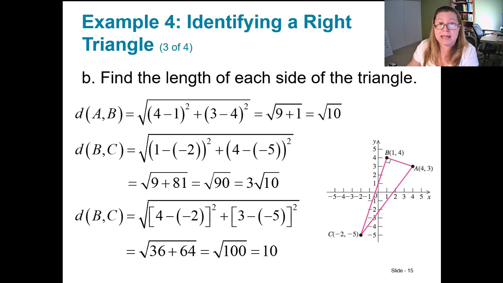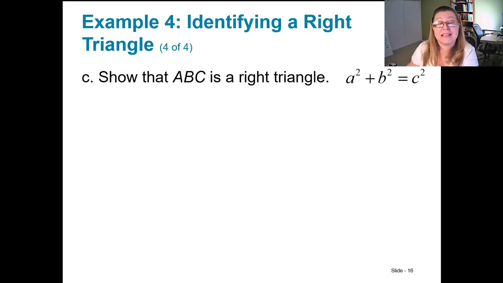I'm going to take my side A and square it. I'm going to take my side B and square it and see if it adds up to the square of C. Now that we have the distance or length of each side of our triangle, let's show that indeed it is a right triangle using a squared plus b squared equals c squared.